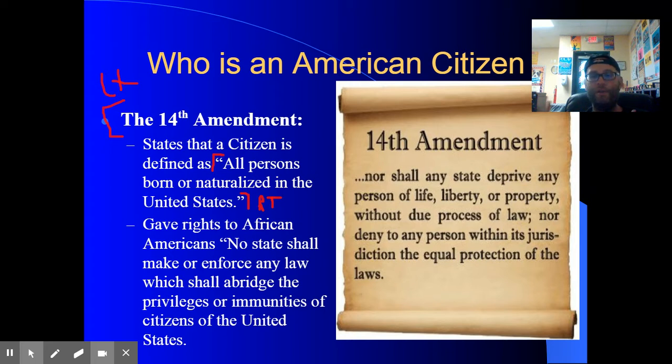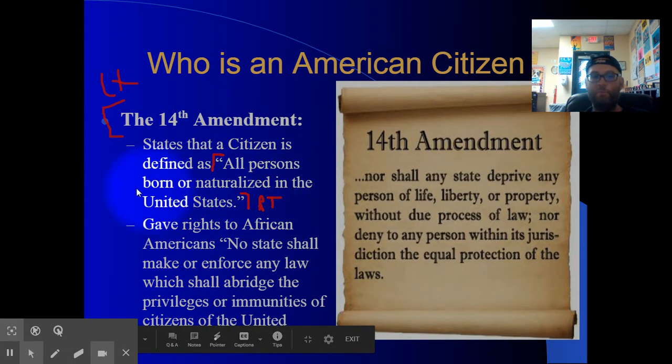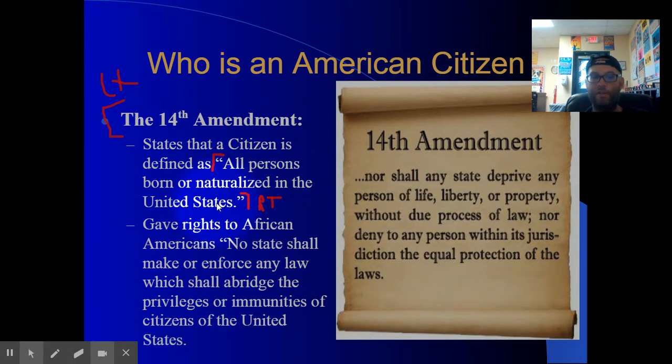It wasn't until almost 100 years later, when the 14th Amendment was passed, that our Constitution, which is our founding document in this country, described who is a citizen and how to become a citizen. So the definition that our Constitution gives us in the 14th Amendment of who is a citizen is all persons born or naturalized in the United States.